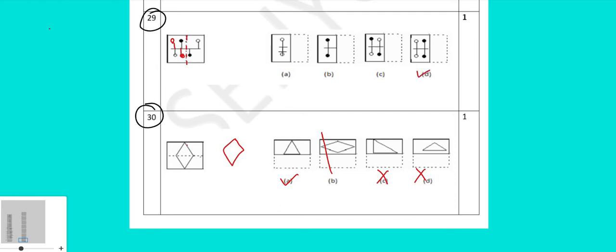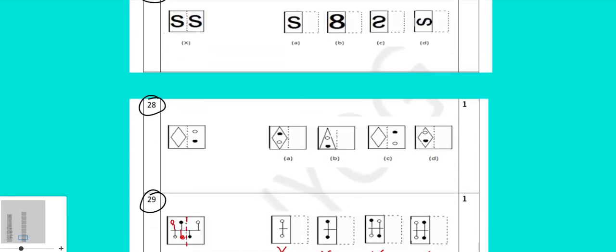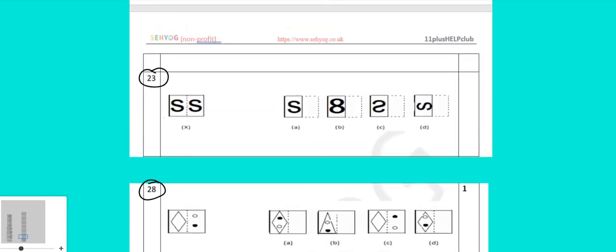Because none of them do match, this is definitely not our correct answer. Neither is B, neither is C, because they are of the opposite colors, which is not possible. That won't happen here. So moving on to the next question, that is example number 28.